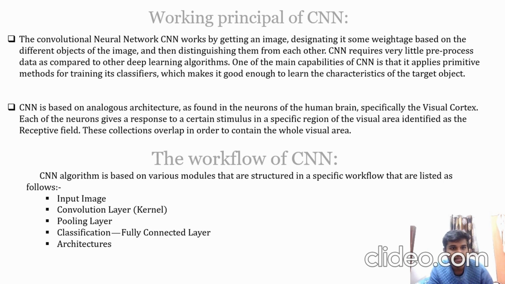As I told the sequence of work in CNN, first we give an input image, and then we have a convolutional layer, then the pooling layer, and then we have a fully connected layer. In the convolutional layer, a majority of computations happen, which is the core building block of CNN. There can also be a second convolutional layer following the initial convolutional layer.